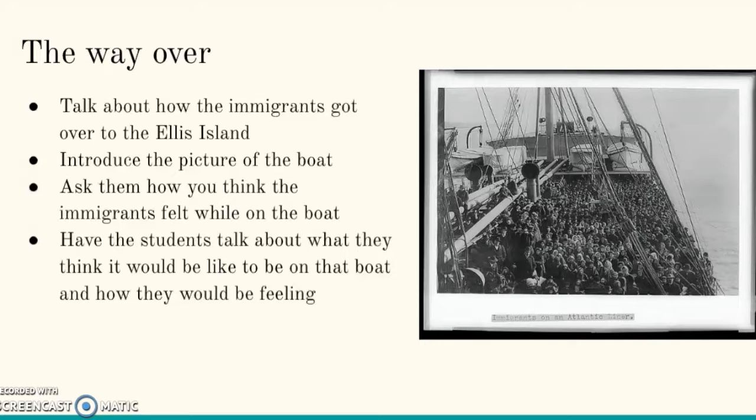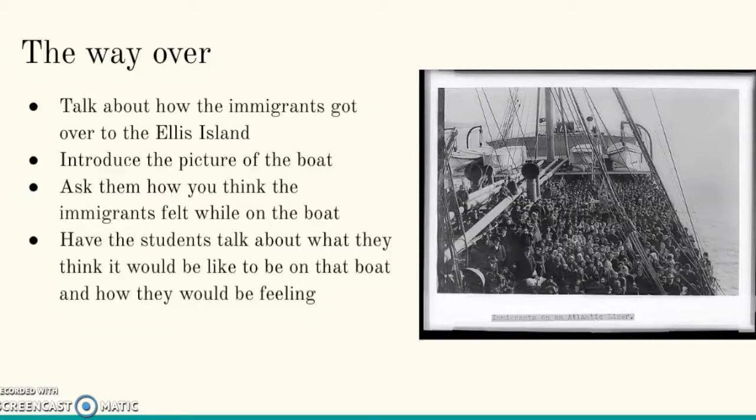Before I do this, though, I would tell the students to keep in mind the time frame in which Ellis Island occurred in and what kind of transportation was created at this point. After we talk about this for a little bit, I would introduce this picture of the boat and the immigrants that are in the boat.